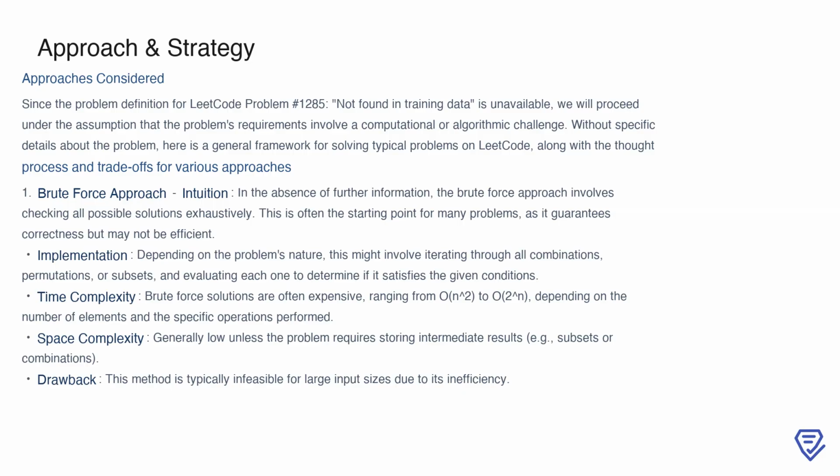The time complexity can quickly escalate, often ranging from n squared to 2 to the power of n, depending on the nature of the problem. Space complexity is usually minimal unless intermediate results need to be stored. However, for larger input sizes, this approach becomes impractical, as the computational cost grows exponentially. This is why brute force is generally reserved for smaller datasets or as a baseline to understand the problem better before moving to more efficient methods.